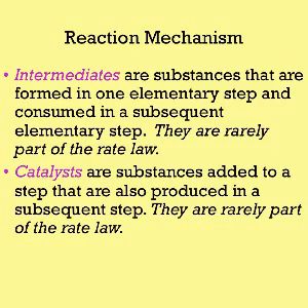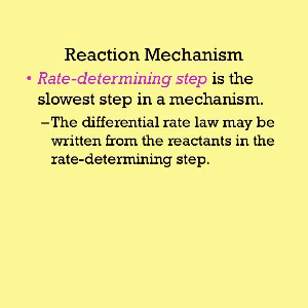Catalysts are classified as substances that are added to a step that are also produced in a subsequent step. So it's kind of the opposite. Intermediates get spit out of one step and then eaten up, meaning as reactants in a following step. Catalysts start out as reactants in one step and then in a following step get kicked out. Again, they are rarely part of a rate law as well, only if they are part of the rate determining step and that rate determining step is first. Again, the rate determining step is the slowest step.